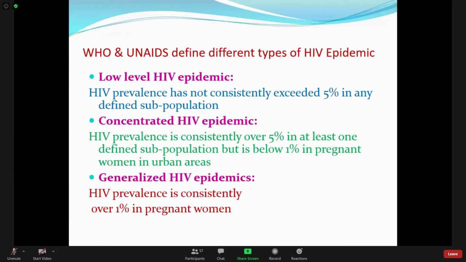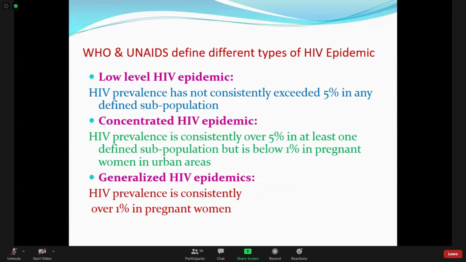And the definition of HIV AIDS epidemic, mainly HIV epidemic, given by WHO and UNAIDS. There are three definitions of HIV epidemic. First, low level HIV epidemic. Low level HIV epidemic means the prevalence of HIV AIDS is low. In terms of definition, HIV prevalence has not consistently exceeded 5% in any defined subpopulation.